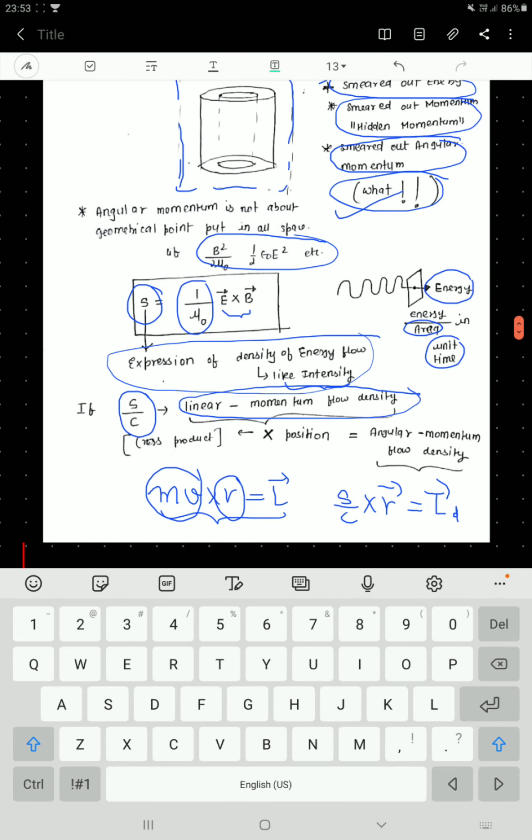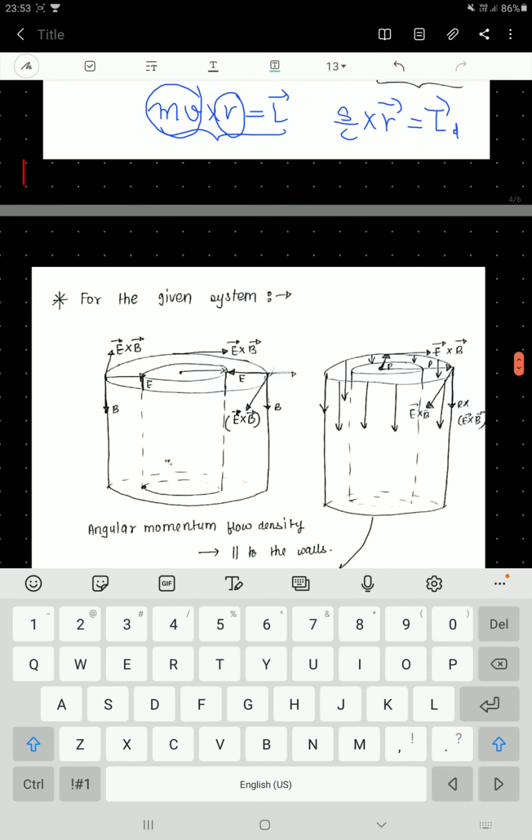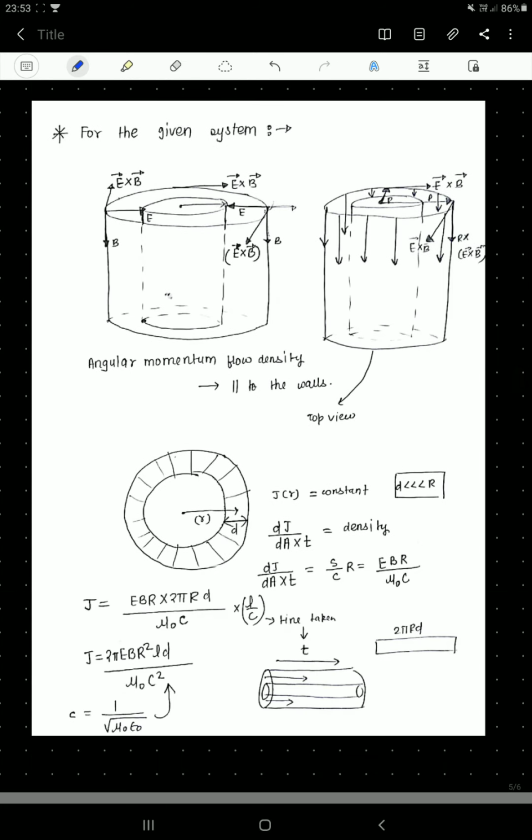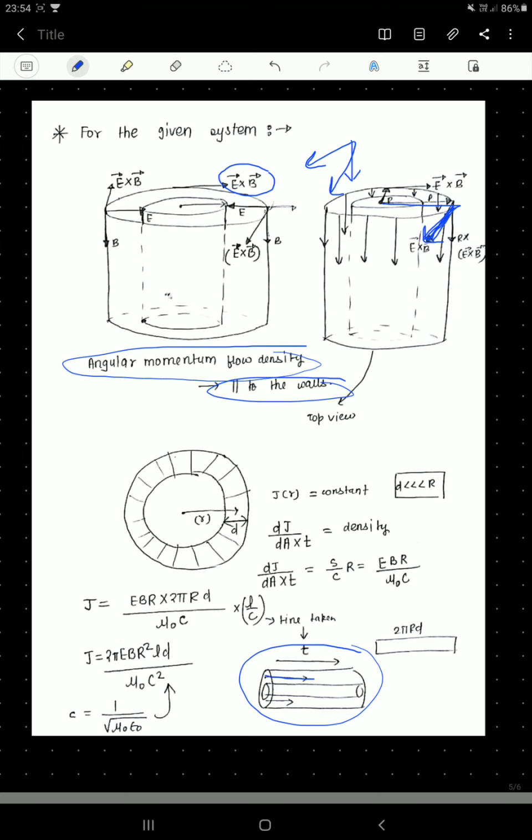Now how do we use that in our problem? Since it is a highly symmetrical problem, cylindrical symmetry is present, we can easily use this. So first of all I would find the direction of E cross B. You can find it: E is like that and B is somewhat like that, and when you use the right hand rule you will get the direction of E cross B, which is tangential. Then you find r cross E cross B, which will give us the direction of the angular momentum flow density, which will become parallel to the walls. Now the situation will be somewhat like that, angular momentum flow density.